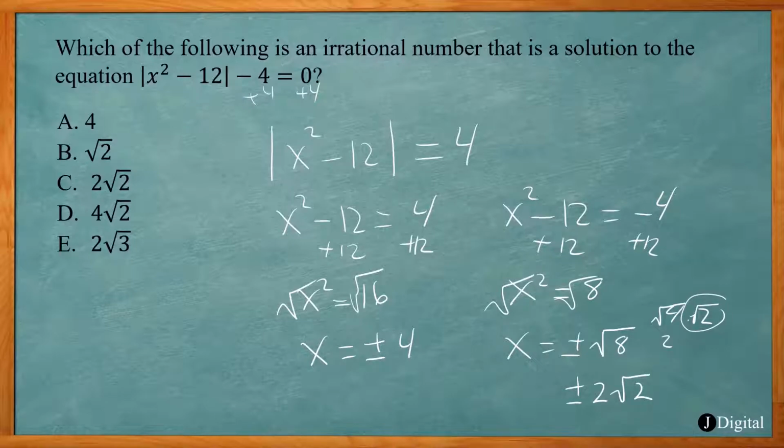Now, which one of these is an irrational number? That's going to be the 2 square root of 2, because square root of 2 is irrational versus 4 is just a normal integer. So our answer choice C is the correct one, 2 square root of 2. Even though one of our answers was 4, that is not an irrational number.